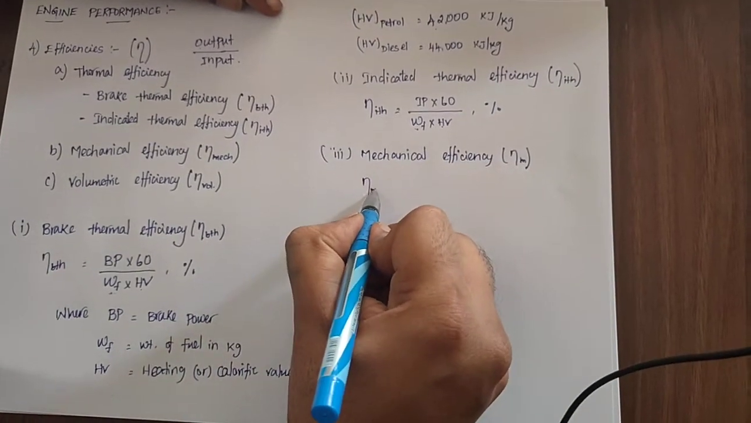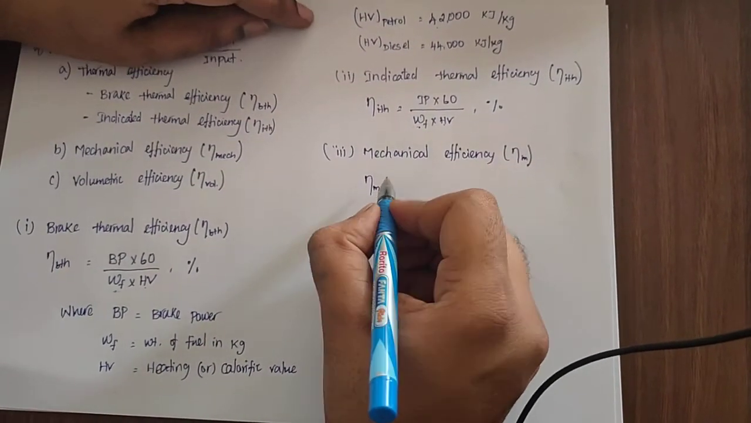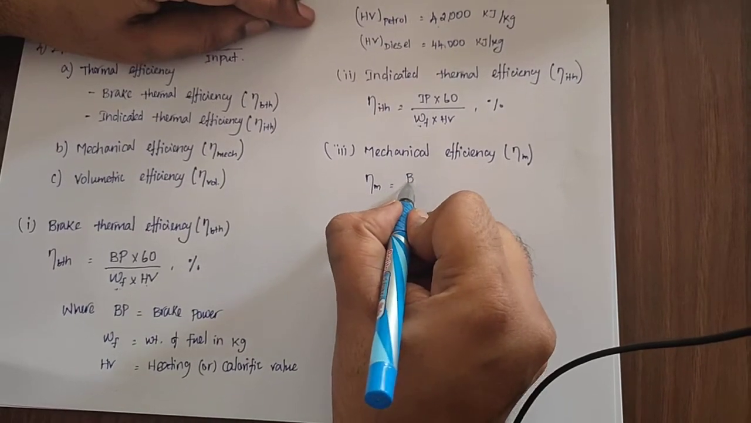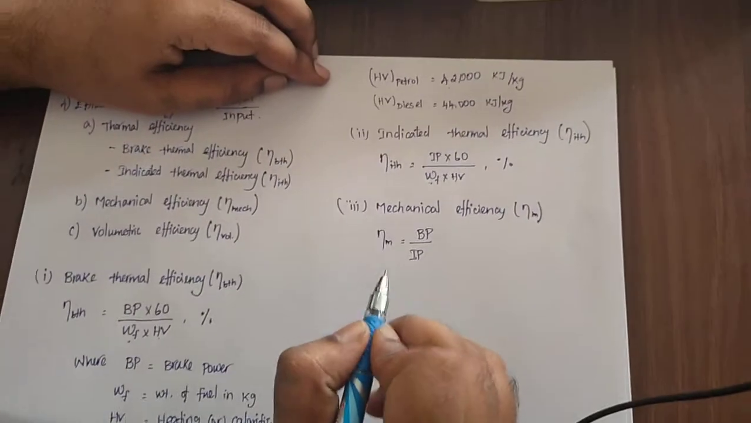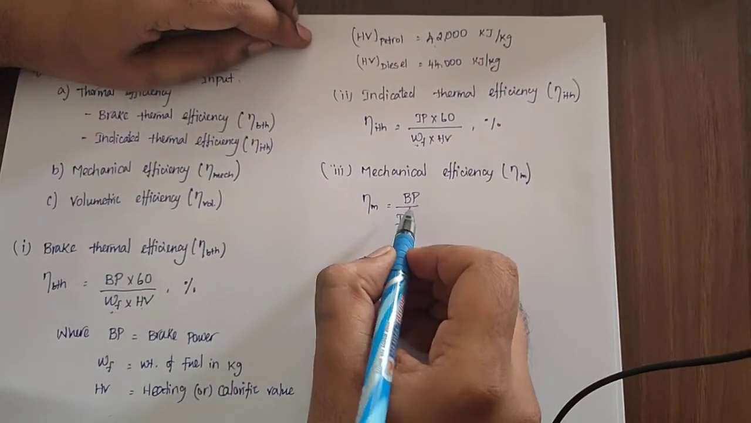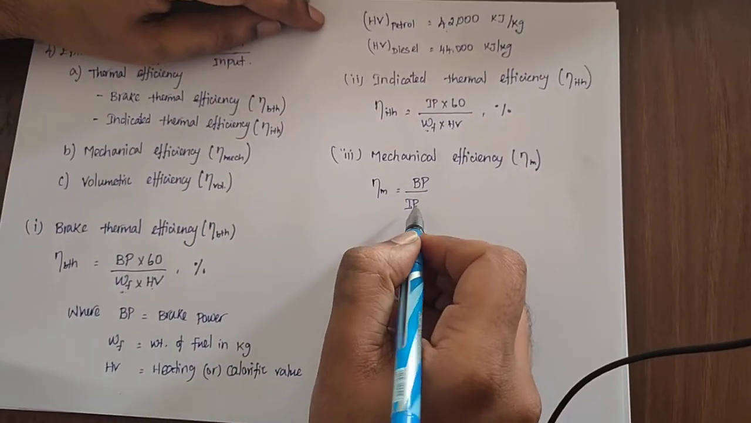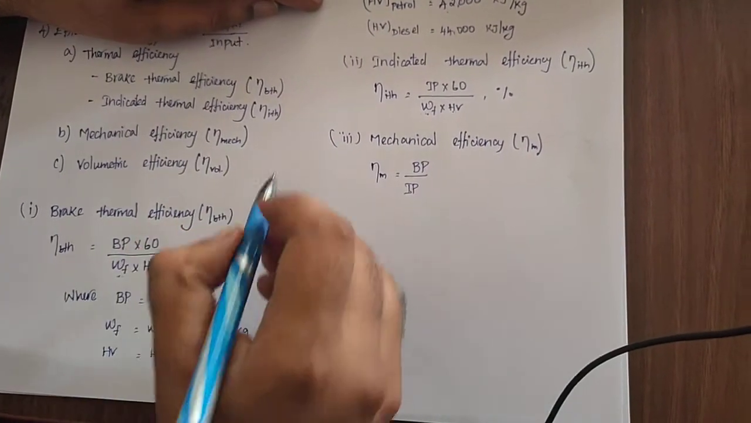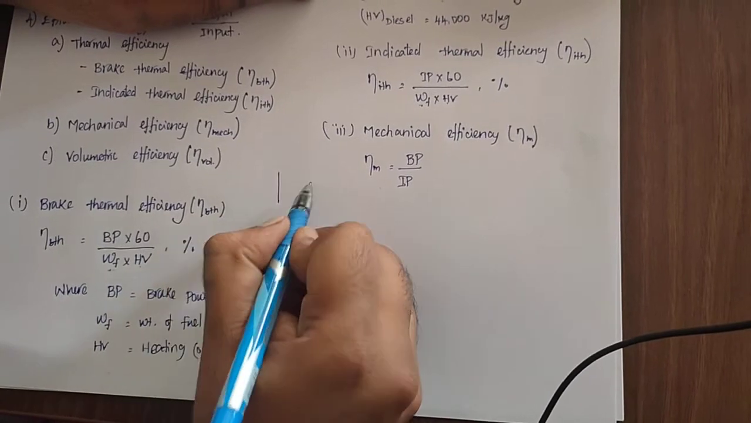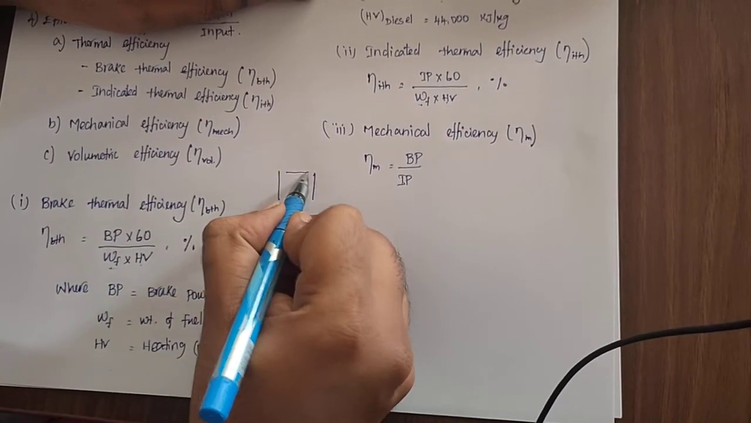So mechanical efficiency, there is a universal formula in it: ηm is equal to BP divided by IP. That is, brake power divided by indicated power. So why are we writing BP by IP? As I told before, consider this as an engine arrangement.